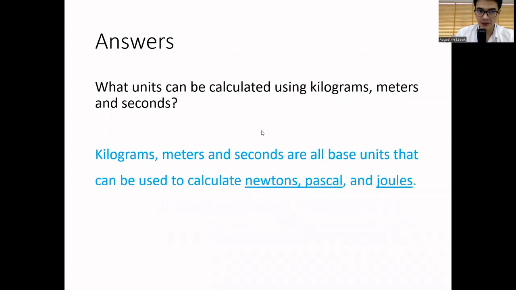For the next one, what units can be calculated using kilograms, meters, and seconds? Kilograms, meters, and seconds are all base units that can be used to calculate newtons, pascals, and joules. So all three of these use a combination of kilograms, meters, and seconds. Okay, so that was the warm up. Moving on.